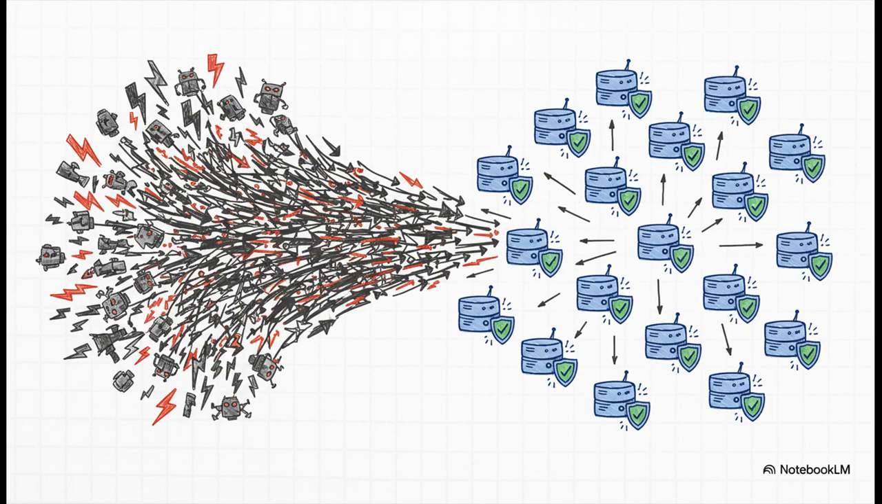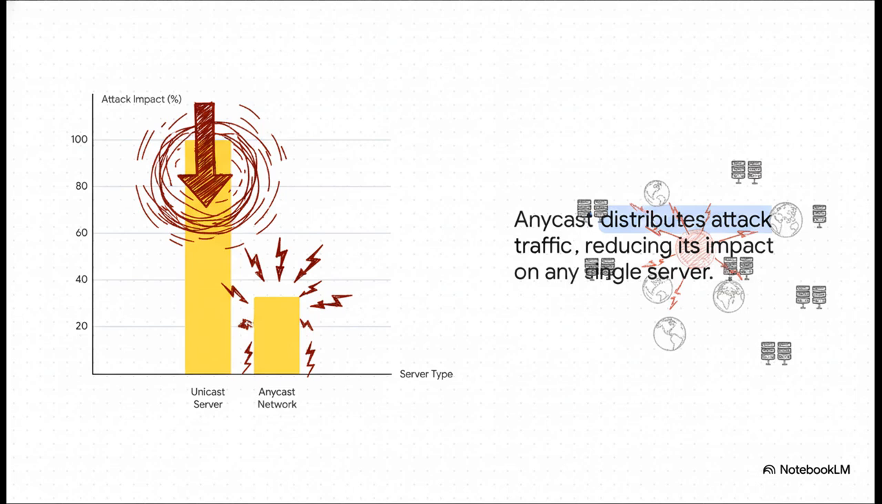But this might be its most brilliant job: security. Anycast acts as a giant distributed shield against something called a DDoS attack, or a distributed denial of service attack. That's basically when hackers try to flood a single server with so much junk traffic that it just gives up and goes offline. And this chart really shows why Anycast is such a great defense.